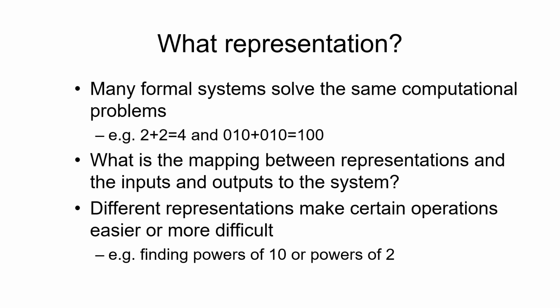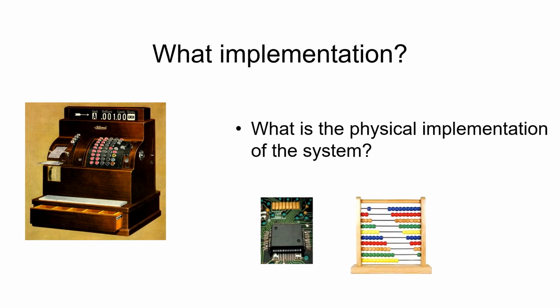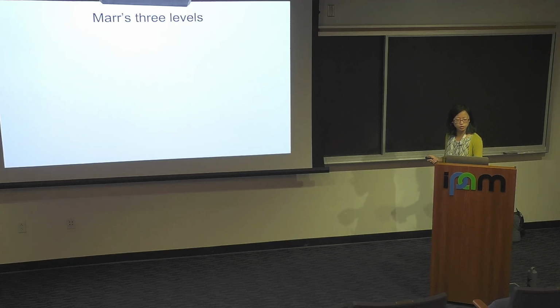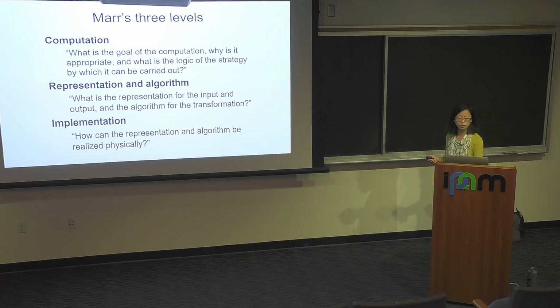So now the third level will be related to implementation. So what will be the physical implementation of this system? You can think about it here, for adding all these prices together in the cash register system, you could implement it through modern chips and computers, but you also can do this computation through the abacus and so on. So this actually leads to Marr's 3 levels of analysis for an intelligent system.